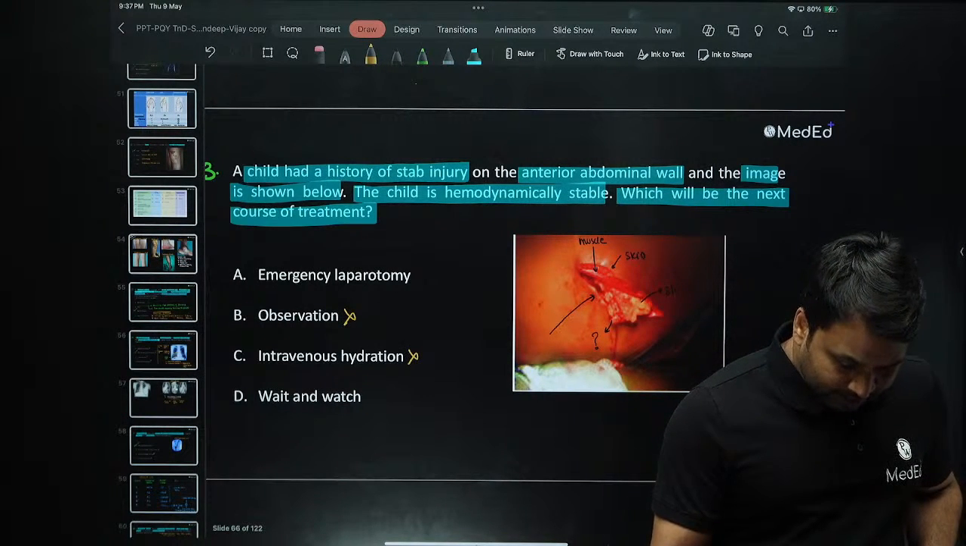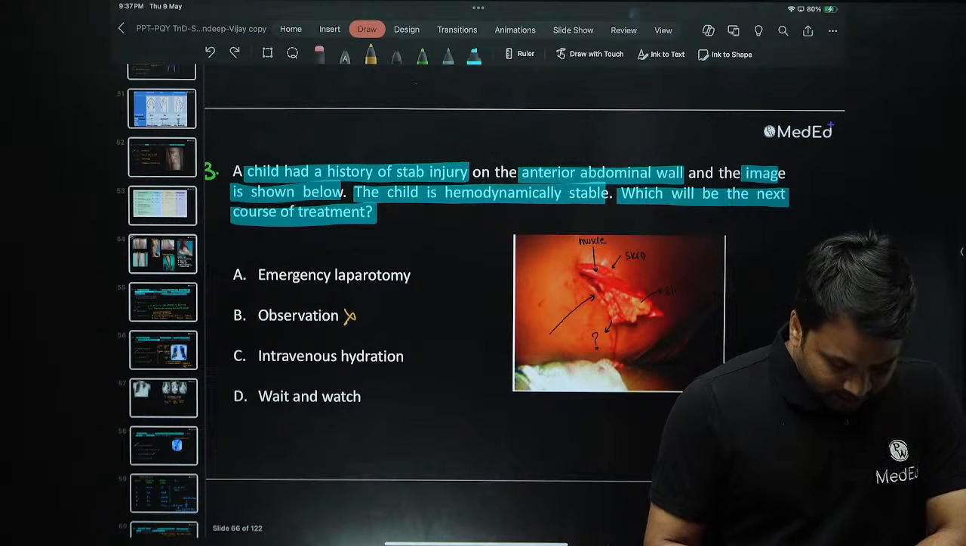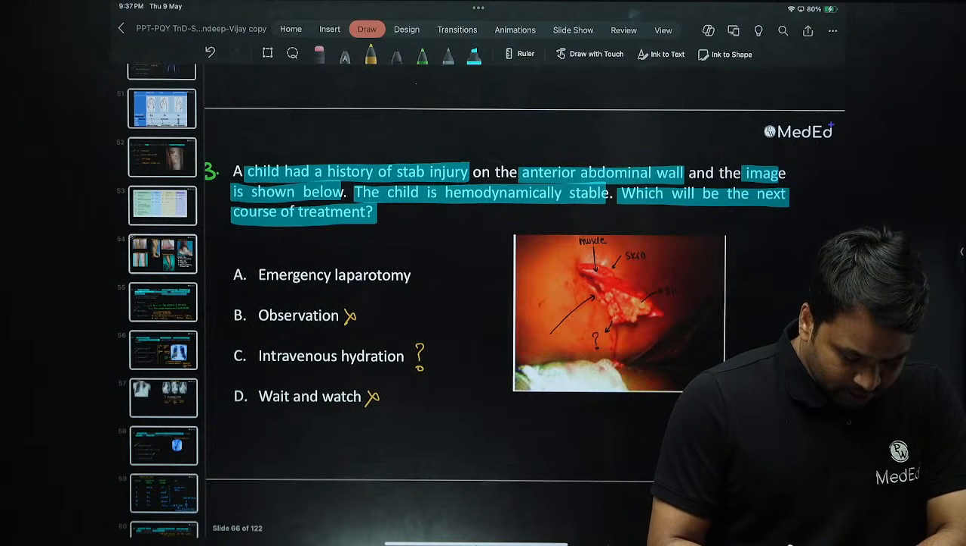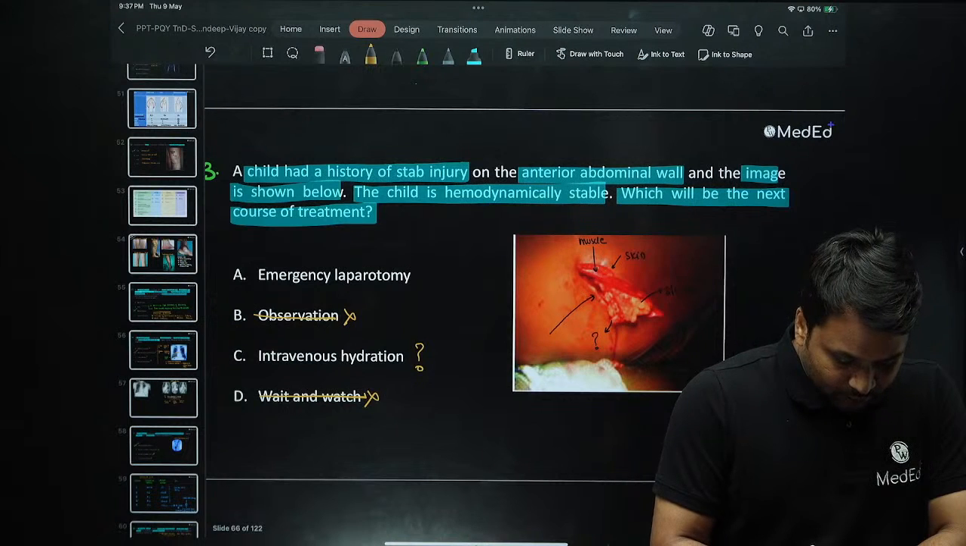He's talking about what will be the next step. Now, in the next step, fluids can be an option. Wait and watch is not. Observation and wait and watch is the same, so it is a dummy option. So you have to decide between emergency laparotomy or IV fluids.